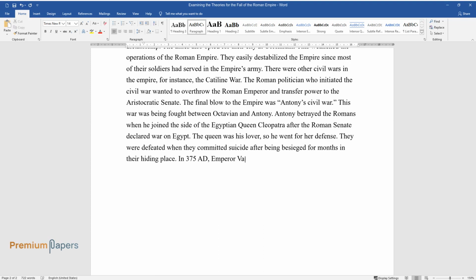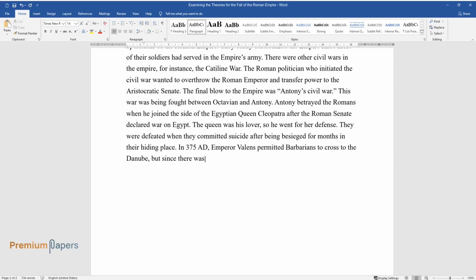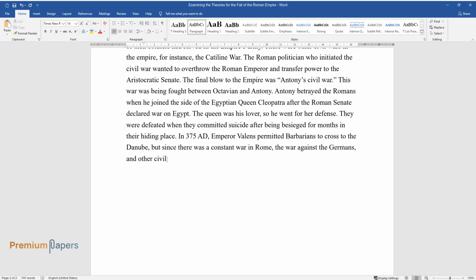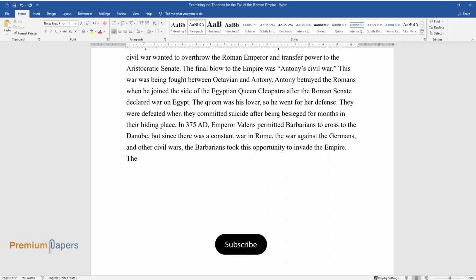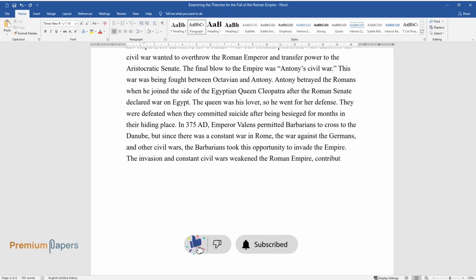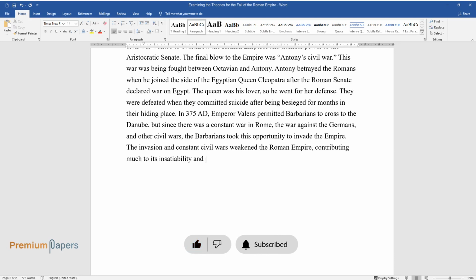In 375 AD, Emperor Valens permitted barbarians to cross the Danube, but since there was a constant war in Rome, the war against the Germans, and other civil wars, the barbarians took this opportunity to invade the empire. The invasion and constant civil wars weakened the Roman Empire, contributing much to its instability and final collapse.